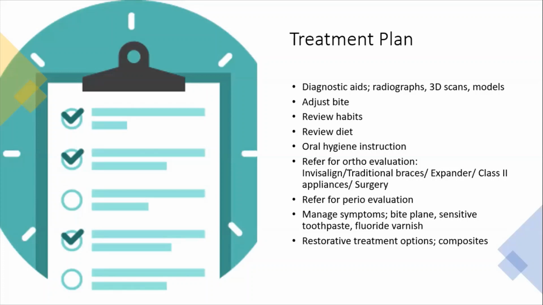You'll want to review the diet. Are they eating lots of things that are acidic, causing the wear, changing the enamel of their occlusion? And it's really important to go over oral hygiene instruction.